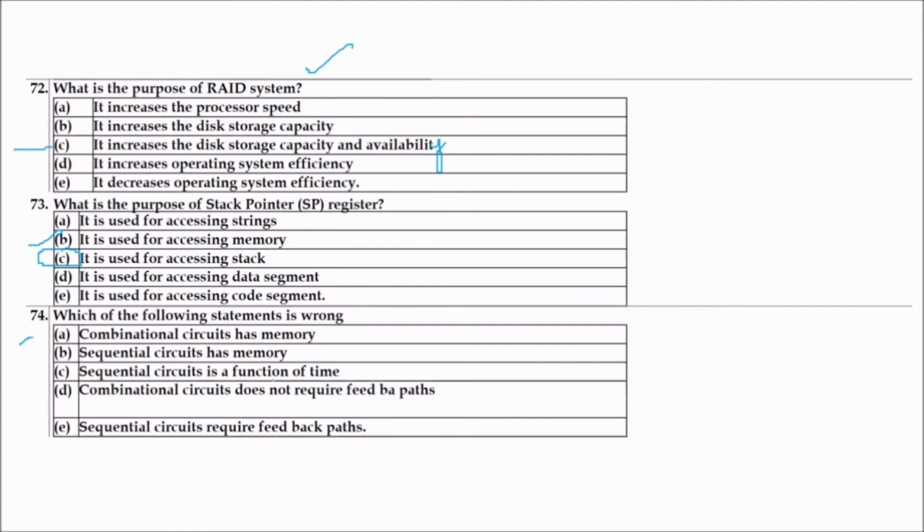Next is, which of the following statements is wrong? Please read them and just answer me. The answer is this one. Combinational circuits have memory? No. Sequential circuit has memory, right? Sequential circuit is a function of time. Combinational circuits do not require a feedback path. Sequential circuits require a feedback path. So answer is A. This is not correct.